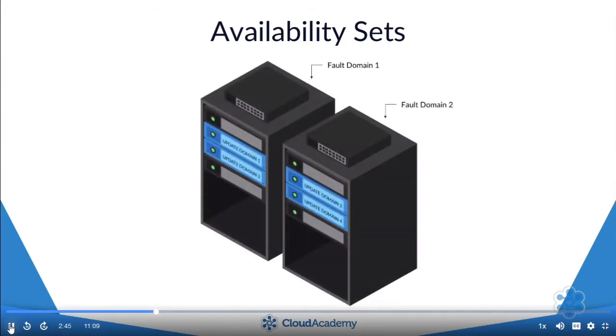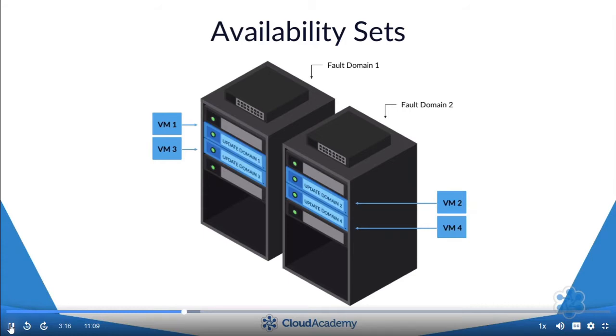Here's an example. If you have 2 fault domains and 4 update domains, the first VM will be created in fault domain 1 and update domain 1. The next VM will be in fault domain 2 and update domain 2. The third VM is going to be in fault domain 1 and update domain 3. The fourth VM will be in fault domain 2 and update domain 4. And then if you created a fifth VM, it would belong to fault domain 1 and update domain 1. Notice how it loops through the fault and update domains to evenly distribute the virtual machines.